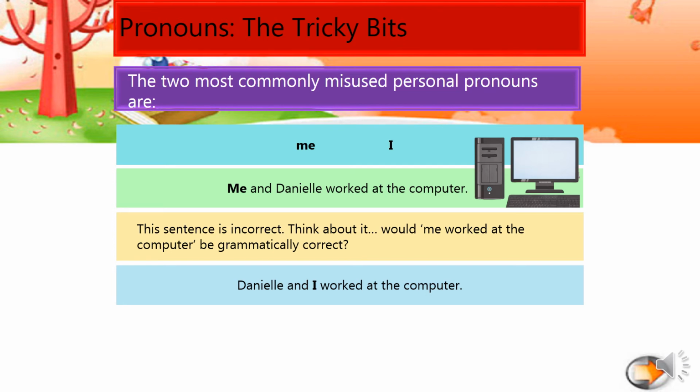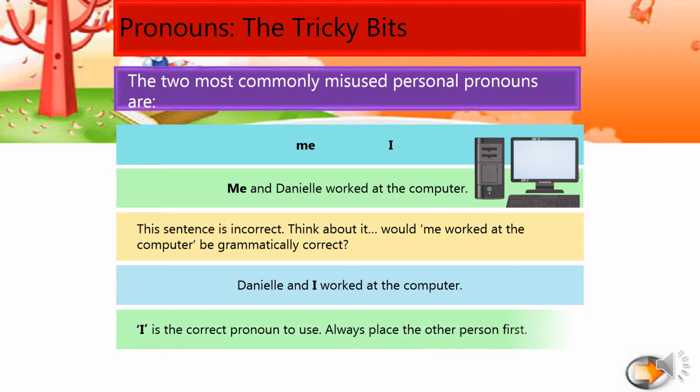So, always remember the rule for pronouns: never use me and Daniel, or me and someone. You have to use someone and, as a personal pronoun, you have to use I. So it will be correct. Now, I is the correct pronoun to use. Always place the other person first. Now I think you got the correct concept of using personal pronouns.